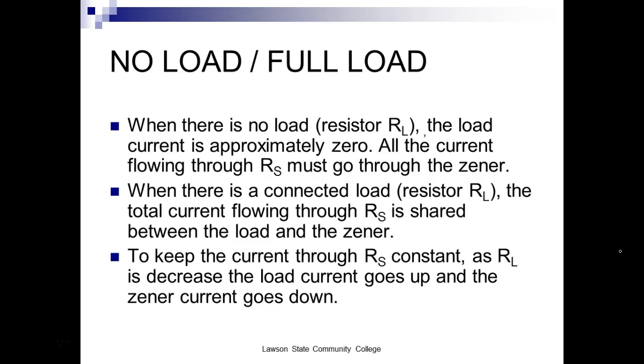When there's a connected load, the total current through RS is shared by the what? The load and the Zener. To keep the current through RS constant as the RL increases or decreases. So if the load current is constant, RL is decreased, the load current goes up, and the Zener current goes down. Do y'all understand those things?